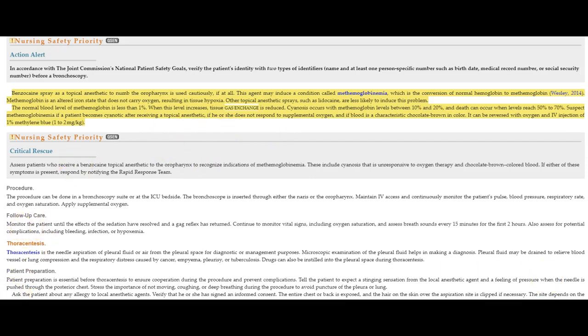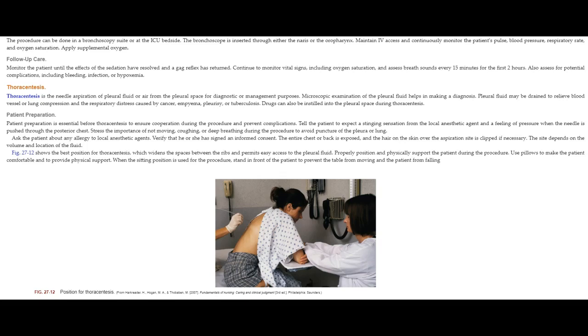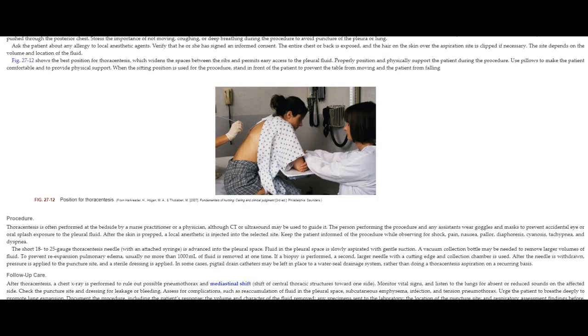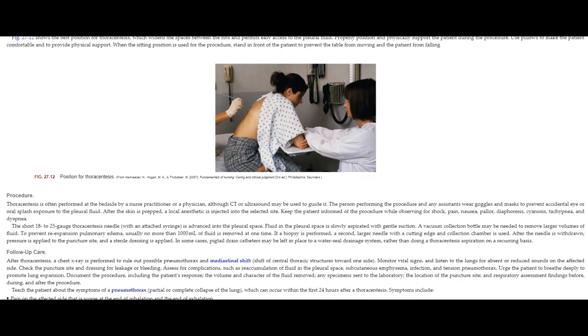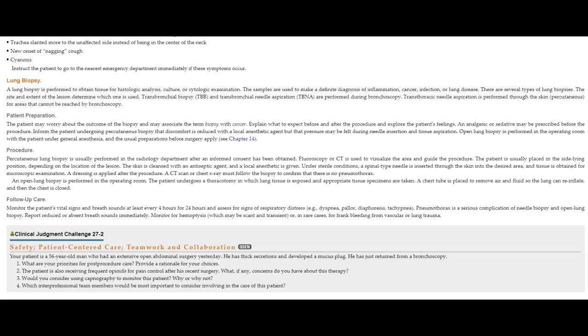And these are the other tests. I just wanted to scroll down. I'm not good at scrolling. But you do have thoracentesis that are done, and there's the young lady at the bedside. Our job as nurses is to assist the patient and keep the patient calm and very still. Okay, and then also we have the lung biopsy.